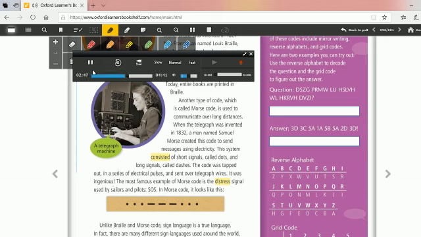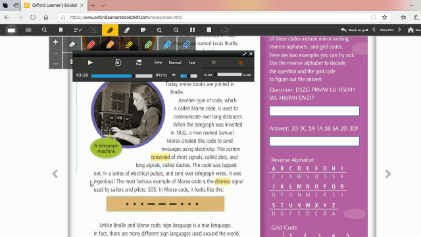Another type of code, which is called Morse Code, is used to communicate over long distances. When the telegraph was invented in 1832, a man named Samuel Morse created this code to send messages using electricity. This system consisted of short signals called dots and long signals called dashes. The code was tapped out in a series of electrical pulses and sent over telegraph wires. It was ingenious.